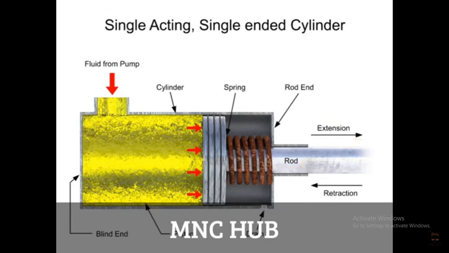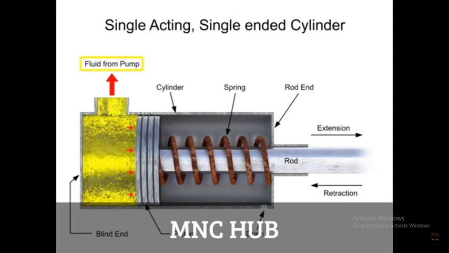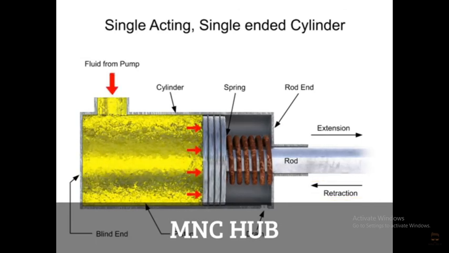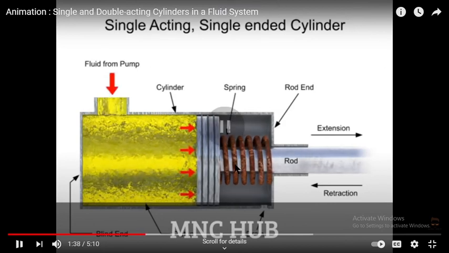When a control valve directs fluid out of the port, and this fluid moves out of this port, at that time the spring extends again, and we get the retraction stroke, moving the piston rod in the inside direction of the actuator. Similarly, we get this linear motion of this actuator in this way.